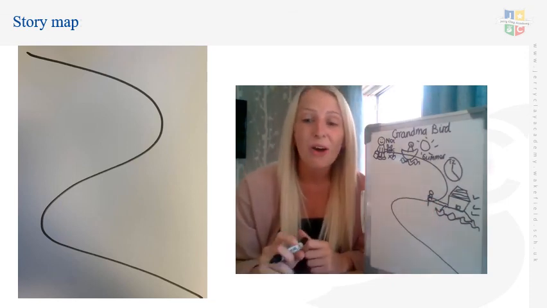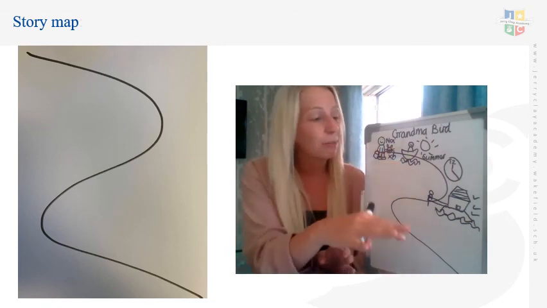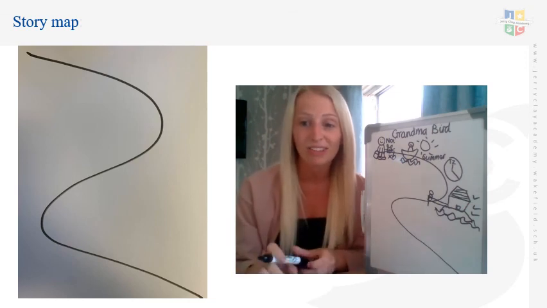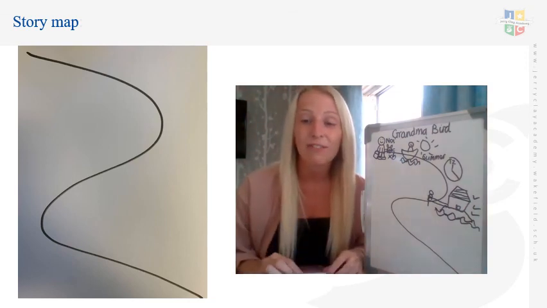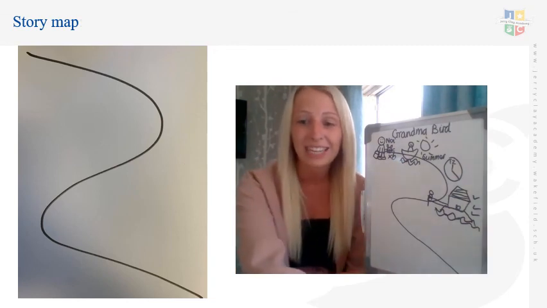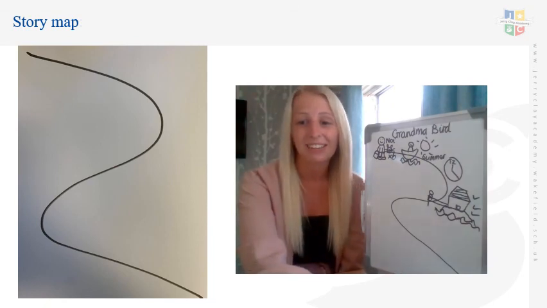So what you can do is pause the video, complete your story map. Don't forget to add your key vocabulary. You might think of some really exciting words to add there, and you can even colour it in too. Now don't forget, when you finish your story map, we can't wait to see them. So don't forget to upload it onto Seesaw so that we can see your fantastic story maps.